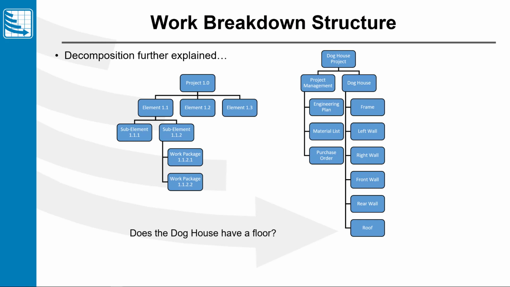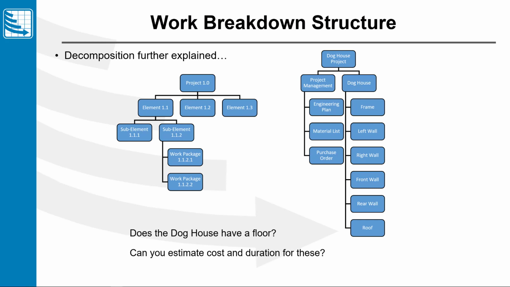So now talking about that 100% rule again. If I broke my doghouse down into the frame and the walls and the roof, if my doghouse also has a floor and I didn't include it in my WBS, I violated the 100% rule because now the children don't equal the parent, the doghouse. I'm missing the floor, so I need to add it.